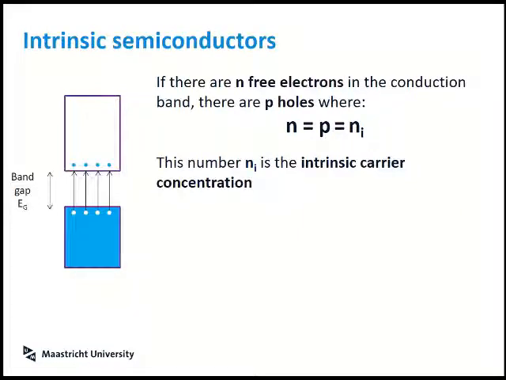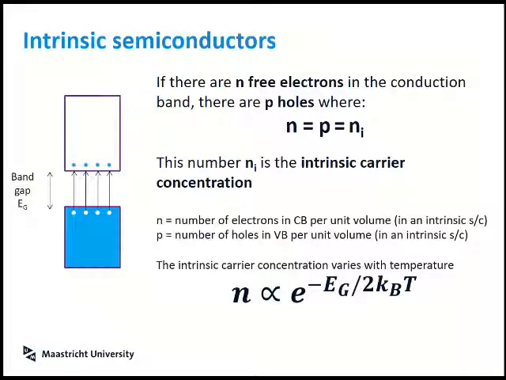In intrinsic semiconductors, for every electron that is thermally excited into the conduction band, it leaves behind one single hole in the valence band. So they're equal to each other. The number of free electrons that conduct in the conduction band is equal to the number of positive holes in the valence band. So you can write this as N equals P, where N is the number of electrons in the conduction band per unit volume. That's just the standard way of giving it. And P is the number of holes in the valence band per unit volume. And that's in an intrinsic semiconductor.